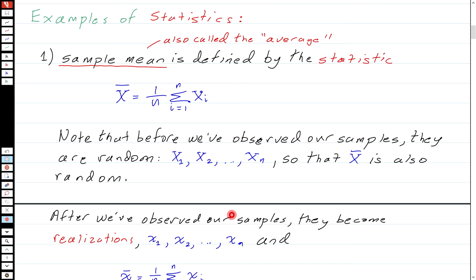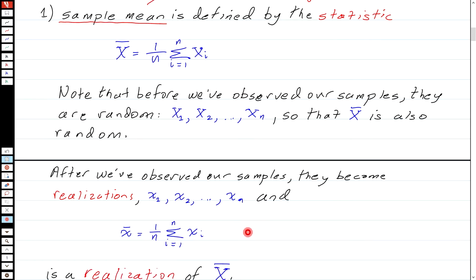After we've observed the samples, they become realizations, and the x's turn into lowercase x's. So these are actual values and actual numbers. So x1 might be 2.3, for example. And our x bar also becomes lowercase. So this becomes an actual realization of capital X bar.